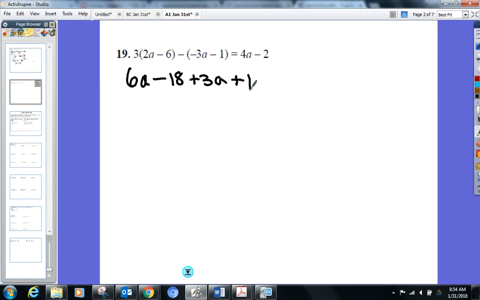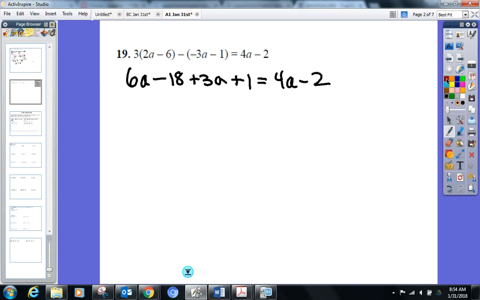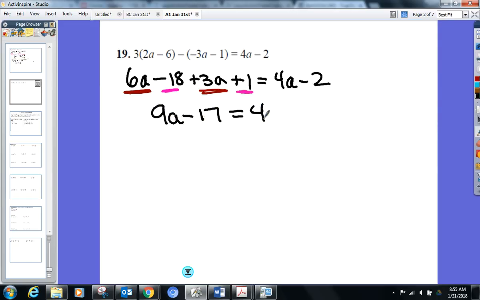Are we seeing that? Because that will kill you in finding the solution. Over on the other side, 4a minus 2. Combine your like terms. Good. What can I combine over here? 6a and the 3a. And I can combine the negative 18 and the positive 1. Go ahead. All right. So I end up with 9a minus 17 equals 4a minus 2.